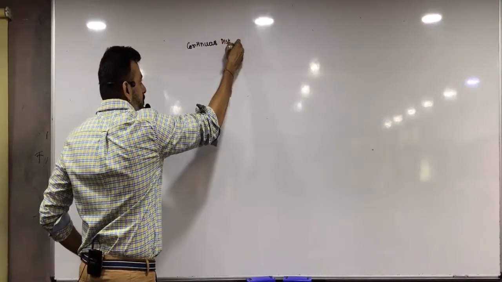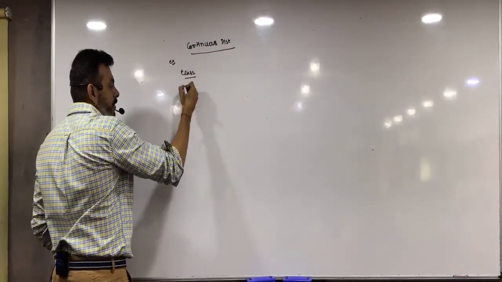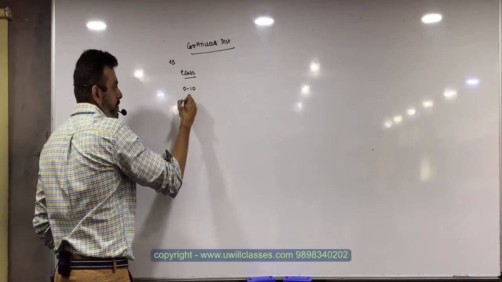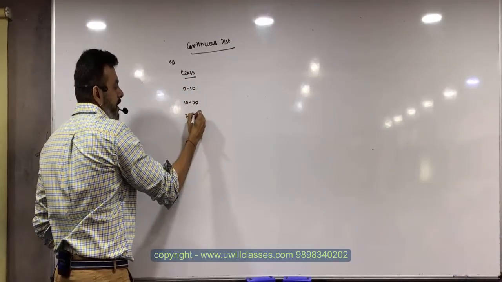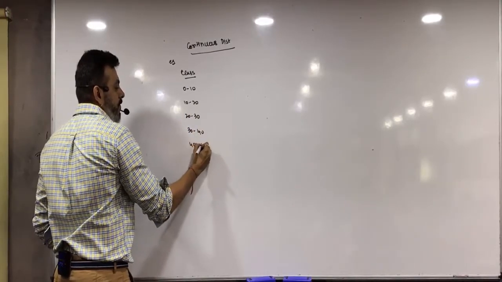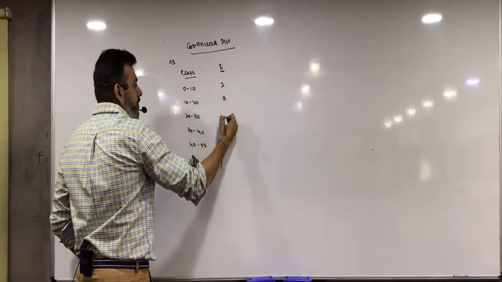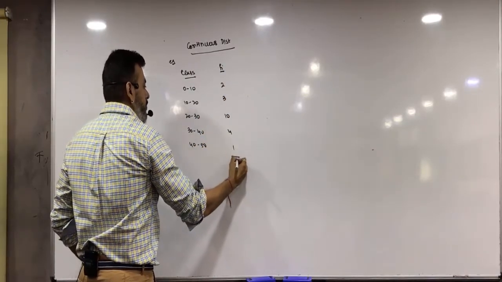distribution. You will be given classes. Say for example, 0 to 10, 10 to 20, 20 to 30, 30 to 40, 40 to 50. Then you will have frequency Fi: 2, 3, 10, 4, 1.